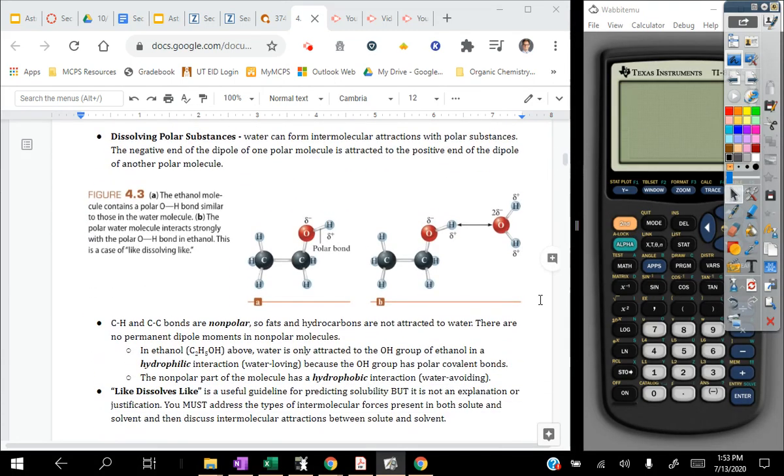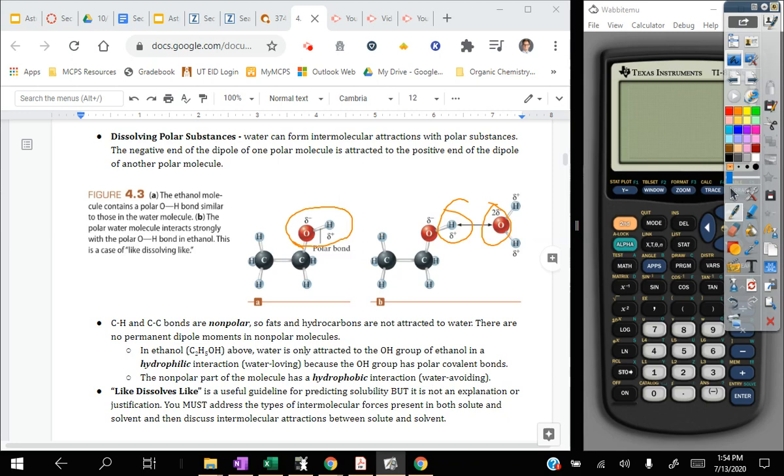how things dissolve. So when it comes to dissolving polar substances, water can form intermolecular attractions with polar substances. The negative end of the dipole of one polar molecule is attracted to the positive end of the dipole of another polar molecule, and vice versa. Here in figure 4.3, we have the ethanol molecule. You'll notice that we have a polar OH bond here with a partial positive on H and a partial negative on O. When a water molecule approaches, the partial negative end of the water molecule is attracted to the partial positive end, forming an attraction here.